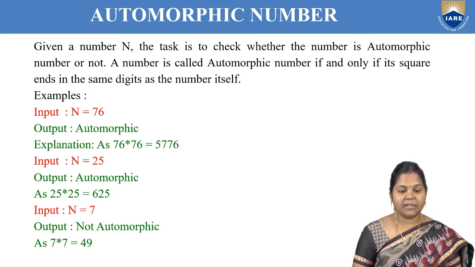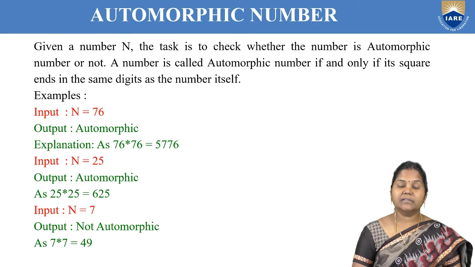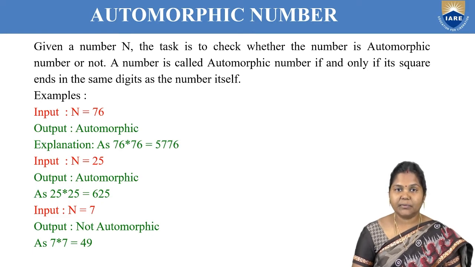What is an automorphic number? Suppose a number n is given. Your task is to check whether the number is automorphic or not. So, what is the logic for automorphic? A number is said to be automorphic if and only if its square ends in the same digits as the number itself. So, this is called automorphic.